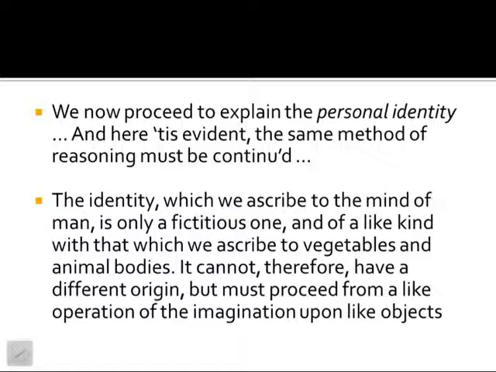So you'll remember he said there was an analogy between plants and animals and objects and personal identity, and here he's making that even more explicit. He's saying, "'Tis evident the same method of reasoning must be continued with personal identity as we've already used." So just like identity was fictitious, as in made up, with plants, animals, and objects, so it is also fictitious with the mind of man. And our idea of identity, again, proceeds from a mistake.